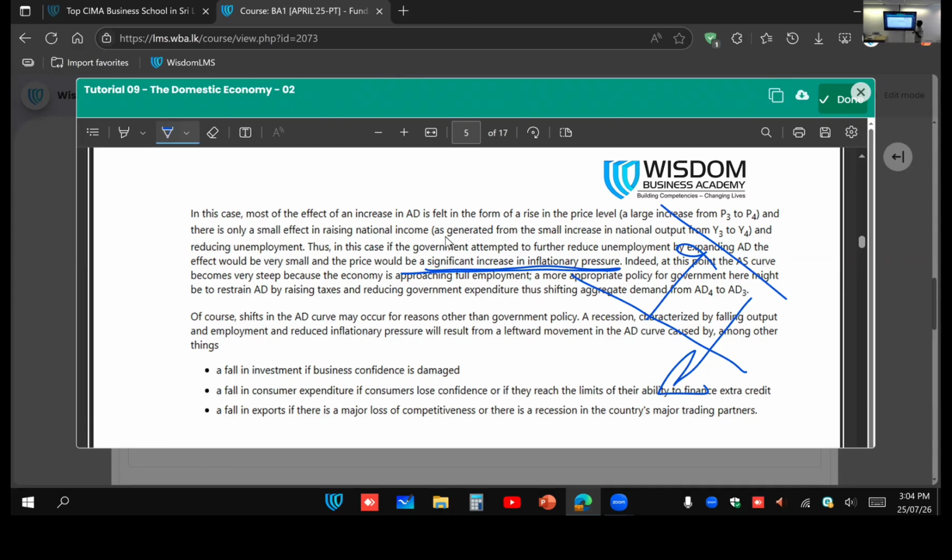Okay. So a fall in investment if business confidence is damaged, a fall in consumer expenditure if consumers lose confidence or if they reach the limits of their ability, a fall in exports if there's a major loss of competitiveness. Right? What's the position of the US, considering the third factor? Think of their economy. What they say is a fall in exports if there is a major loss of competitiveness or there is a recession in the country's major trading partners.